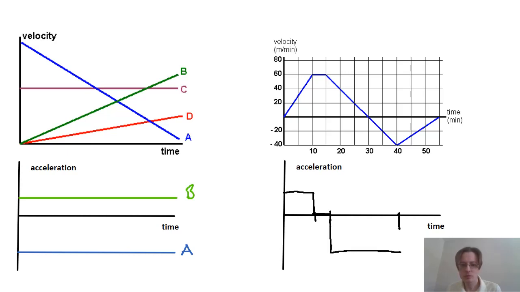And so from 15 to 40, we have some negative acceleration. And then from 40 to 60, there's an increase in the velocity. That's positive acceleration. So there's some positive acceleration that happens on that portion.